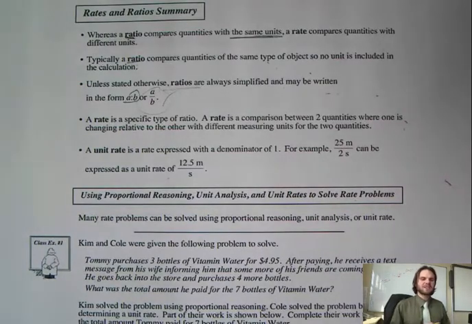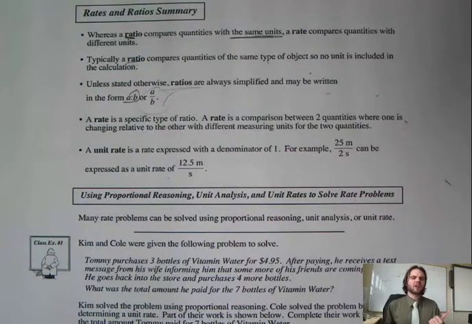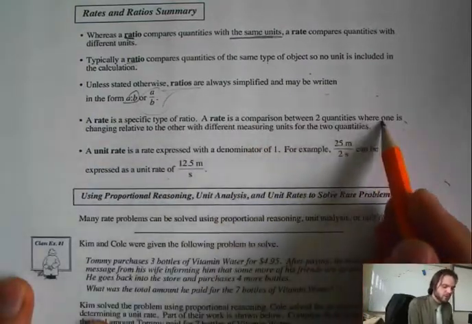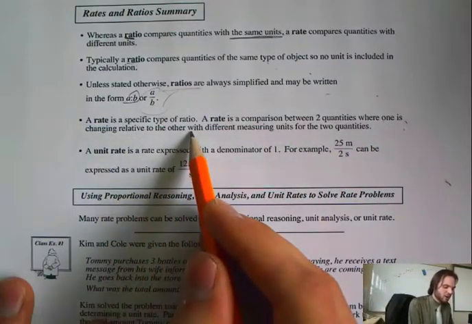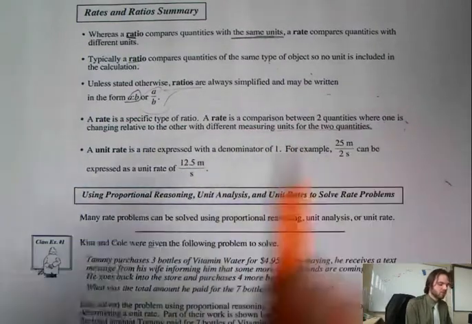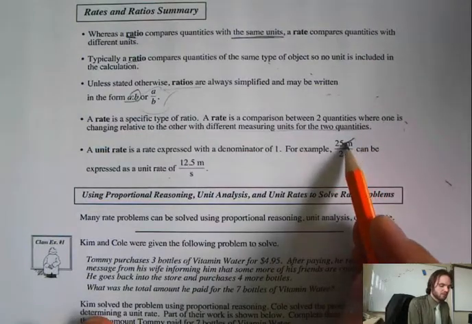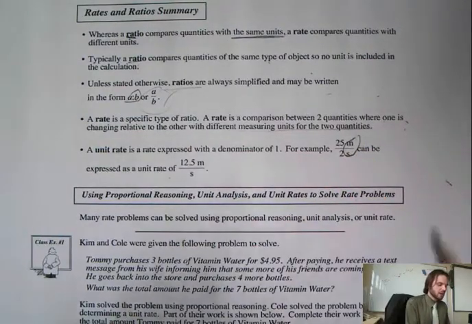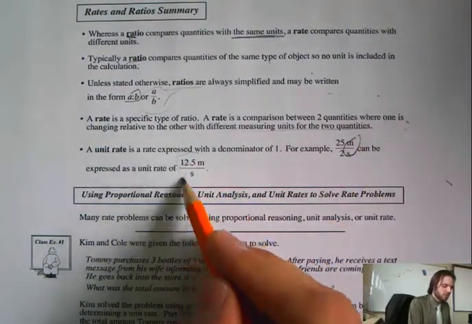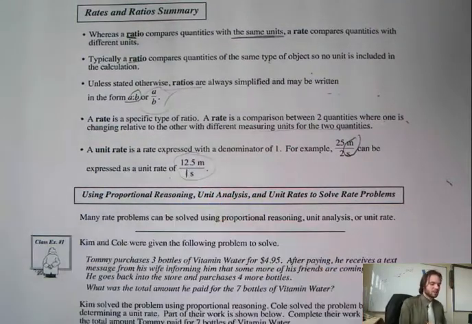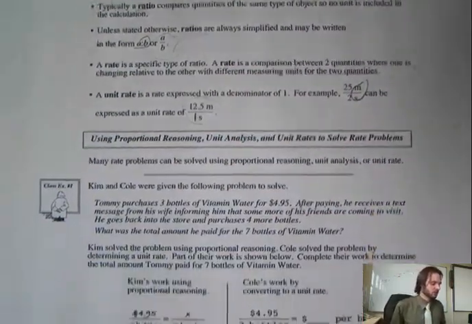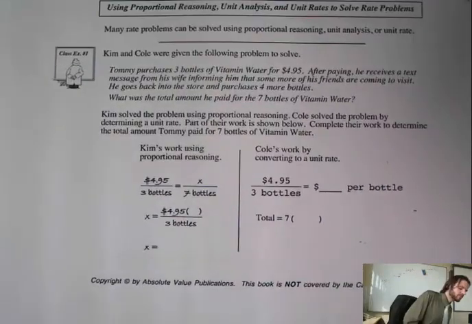Now, a rate is a very specific type of ratio. A rate is a comparison of two quantities where one is changing relative to the other. Different measuring units of the two quantities, okay? Now a unit rate is expressed per, in this case meters per second, okay? So the unit rate would be 12.5 meters per second. It's always the one that's per is only one. That's for unit rate.